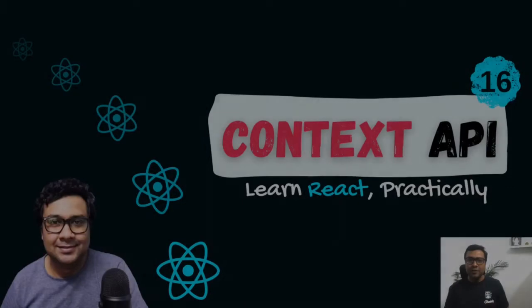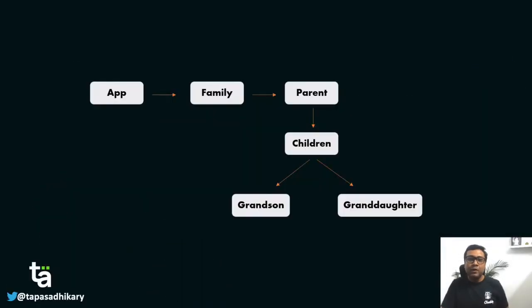So let's get started with Context API with the help of a story. We are going to discuss a story of a family. Whatever blocks you see on your screen, consider them as different React components. So you have a component called app.js, then family.jsx, parent.jsx, children.jsx, grandson and granddaughter.jsx. This is a family where there is a parent, there are children, and there are grandchildren like grandson and granddaughter. Tomorrow, this family can even grow further. There could be other children and their grandchildren, apart from the grandson and granddaughter. That's what we see at the bottom of this hierarchy.